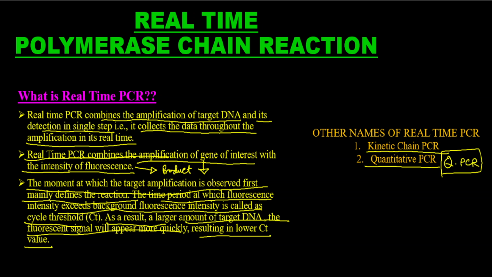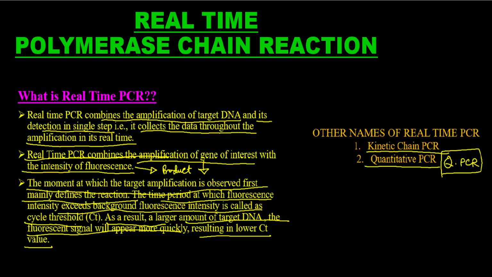Next is RT-PCR, or we can say real-time polymerase chain reaction. In case of PCR, you see the final product after the reaction has completed, and then you can run it on agarose and see. While in case of real-time PCR, you will see it in real time in the form of a graph running on your screen. So real-time PCR combines the amplification of target DNA and its detection in a single step. That is, it collects the data throughout the amplification in real time.